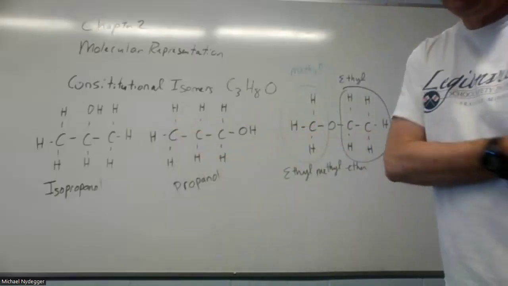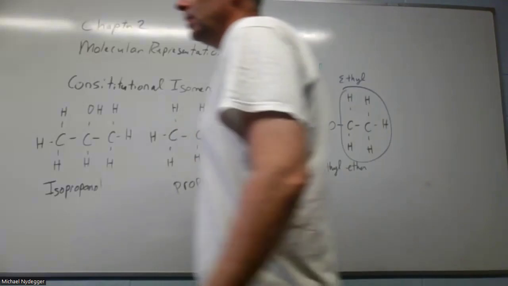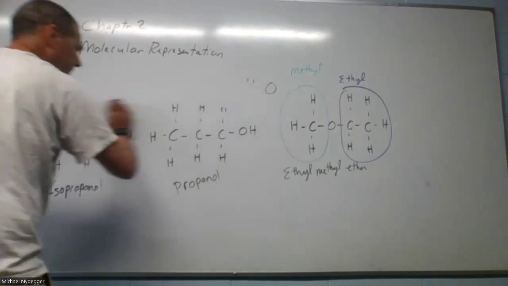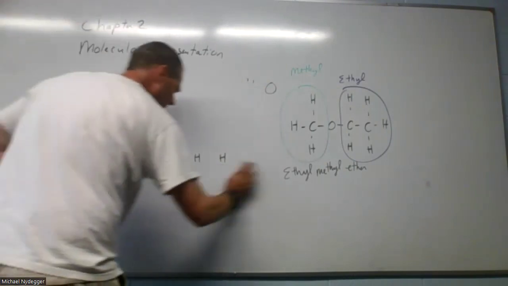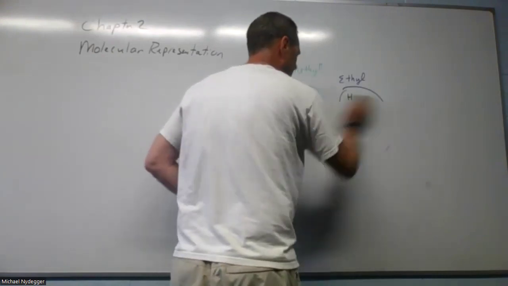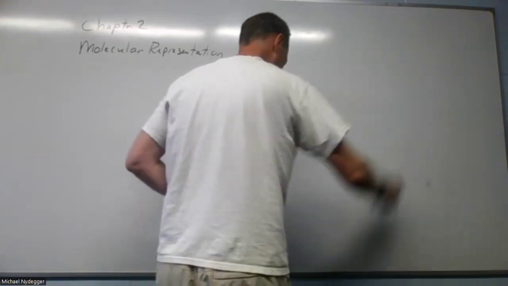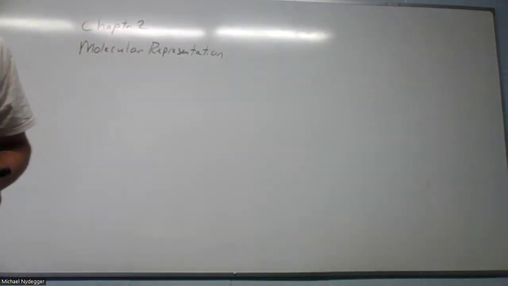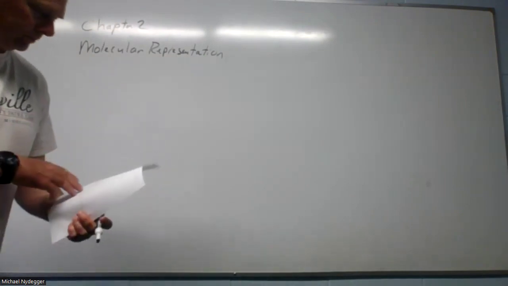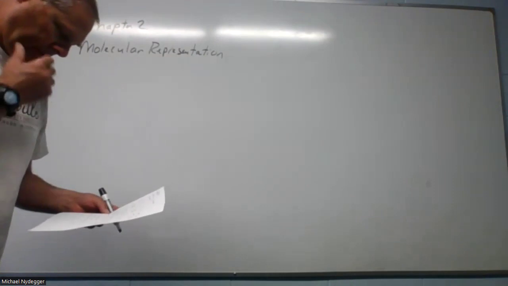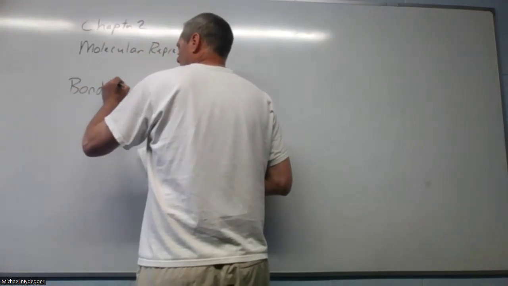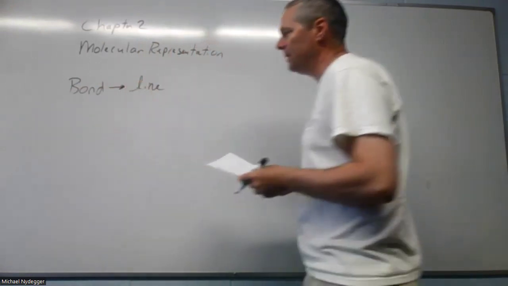Now hopefully, as you saw, writing molecules this way takes forever. It doesn't happen very quickly. So there's got to be a better way to write these things, right? There'll be a much better way to write them, and that's what's called the bond line formation. The bond is simply going to be a line.